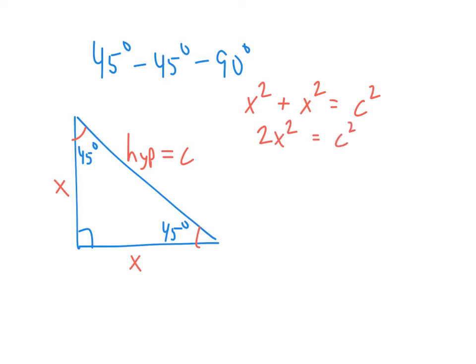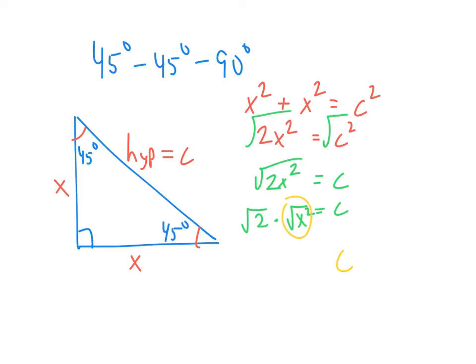Okay, and in order to solve for c, when you do Pythagorean theorem, you end up taking the square root of both sides, right? So we take the square root. So c is going to equal the square root of 2x squared. Okay, and we can simplify that a little bit. We can separate the 2 and the x squared. And the thing is, the square root of x squared is just x, right?